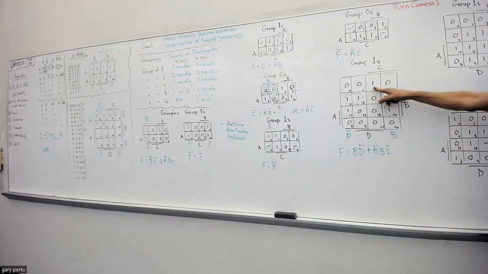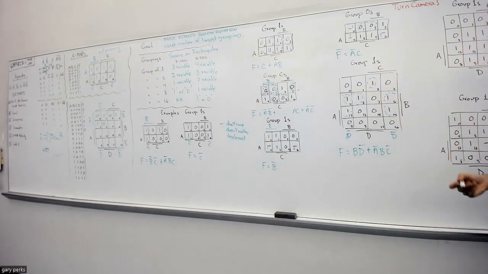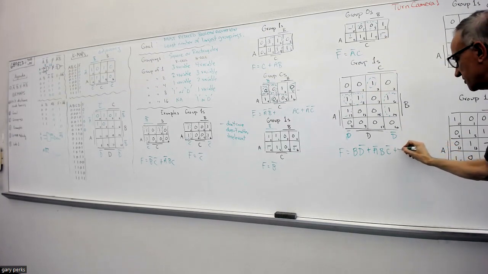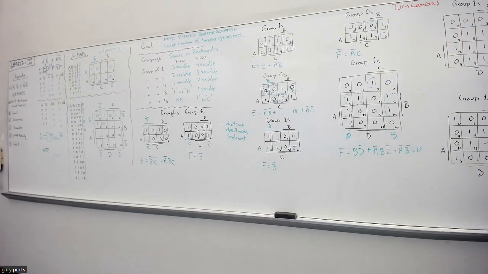Okay, and then how about this? What would we do here? Can we group this with anything? No, this would just be a single grouping, so it's going to give a 4 variable term. So it's just going to be not A, not B, C. Okay. So everybody see how we get this? All right, let's go up to this one.